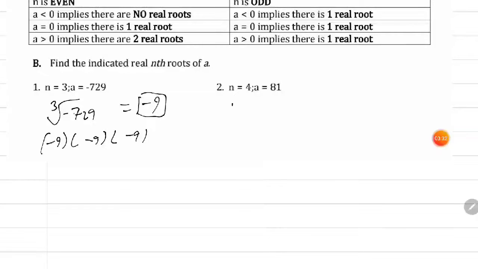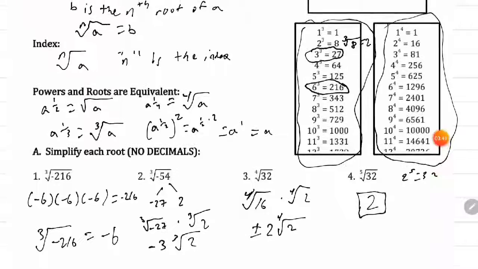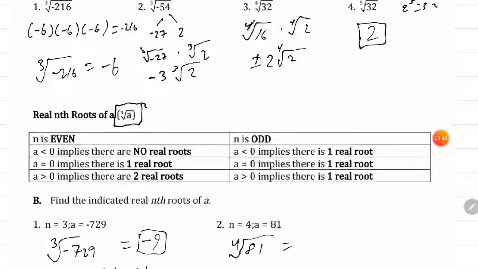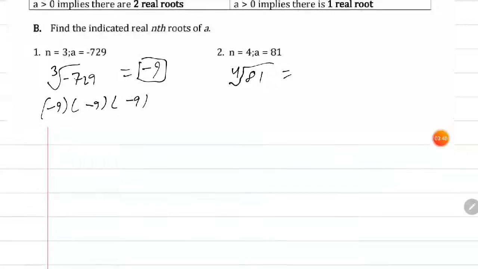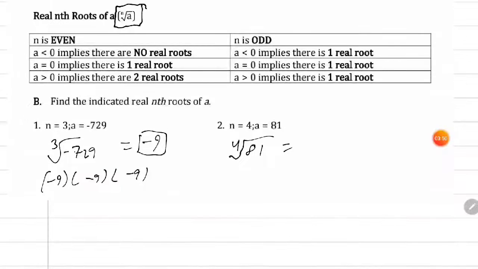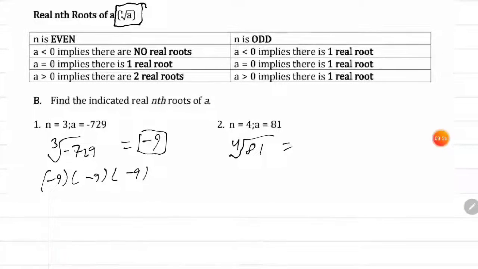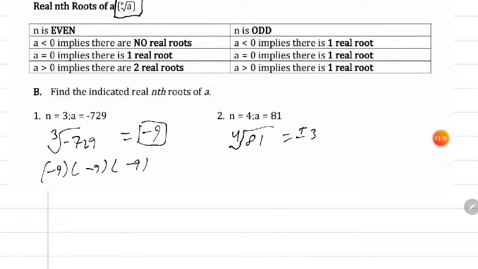Now my nth root is even, 81. Look at our chart here. Boom, 3 to the 4th. And since the n is even and a is greater than 0, that means 2 real roots. We have plus or minus 3. Those are 2 real roots. Okay, let's move on to the next page.